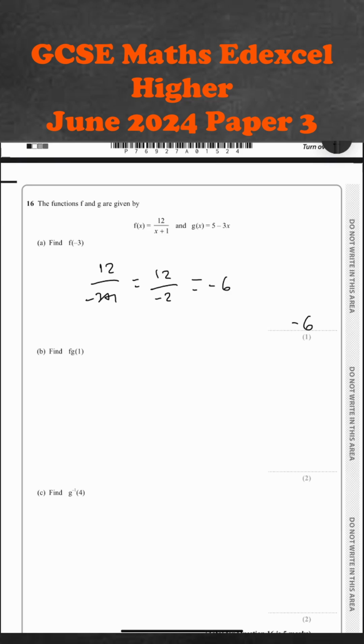Find fg of 1. So you do g first. So g of 1 is 5 minus 3, which is 2. G of 1. And then you do f of that. So f of 2 is 12 over 3, which is just 4.